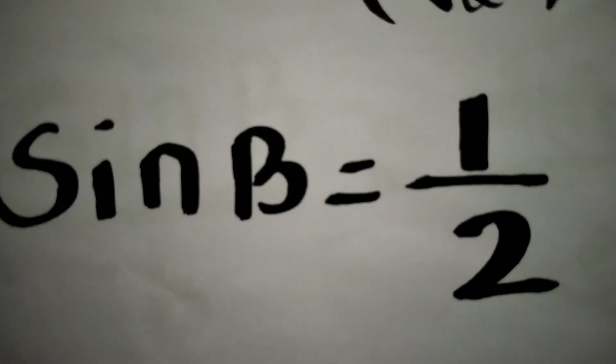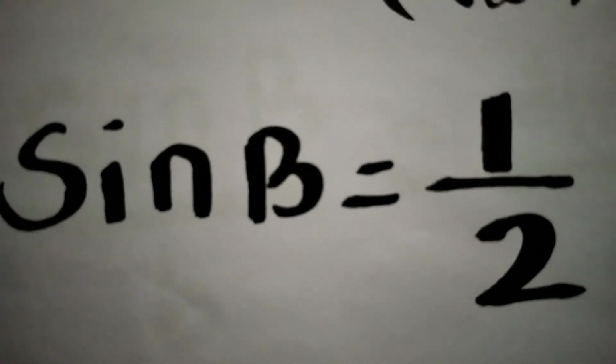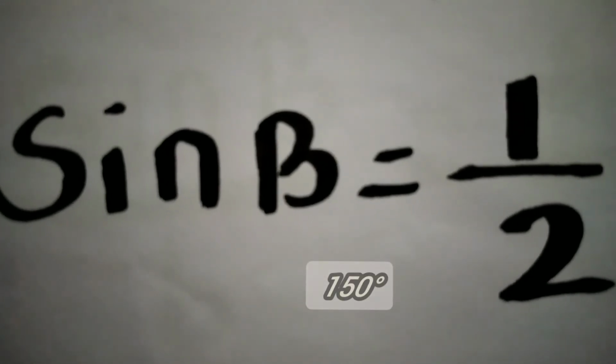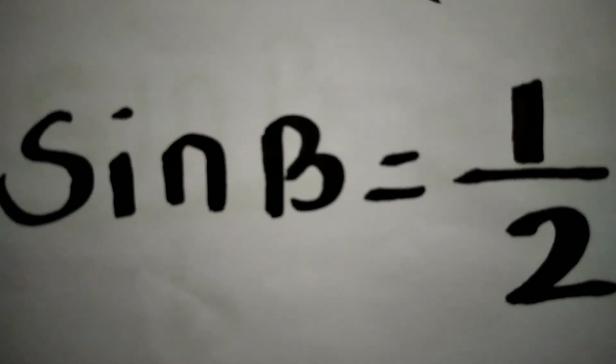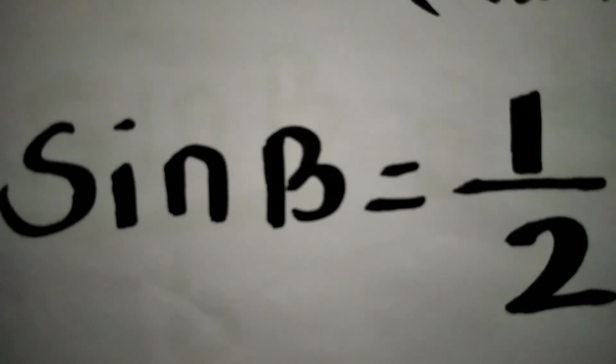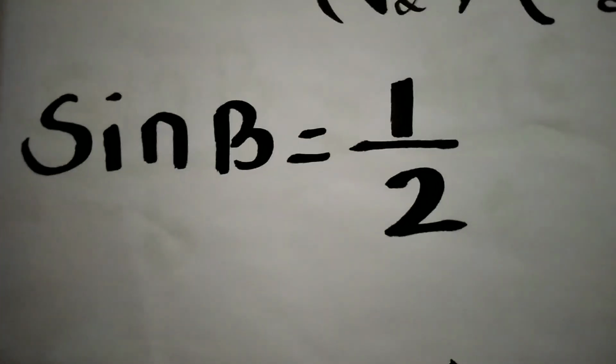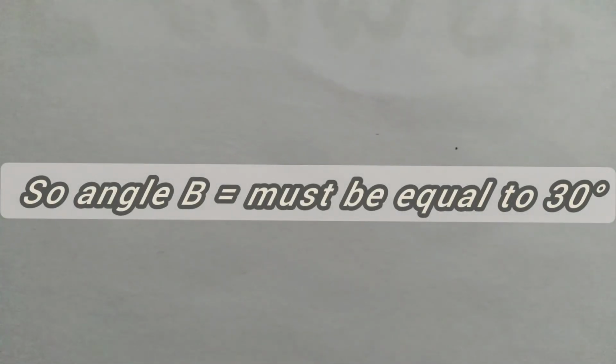Which angles B have sine B equals 1/2? From the preceding section, we recognize that there are two such angles smaller than 180 degrees. They are 30 degrees and 150 degrees. Which of these angles is compatible with what we know about triangle ABC? Since angle A equals 45 degrees, we cannot have angle B equals 150 degrees, because 45 degrees plus 150 degrees is greater than 180 degrees. So that is not applicable. So angle B equals 30 degrees, and the remaining angle is angle C.